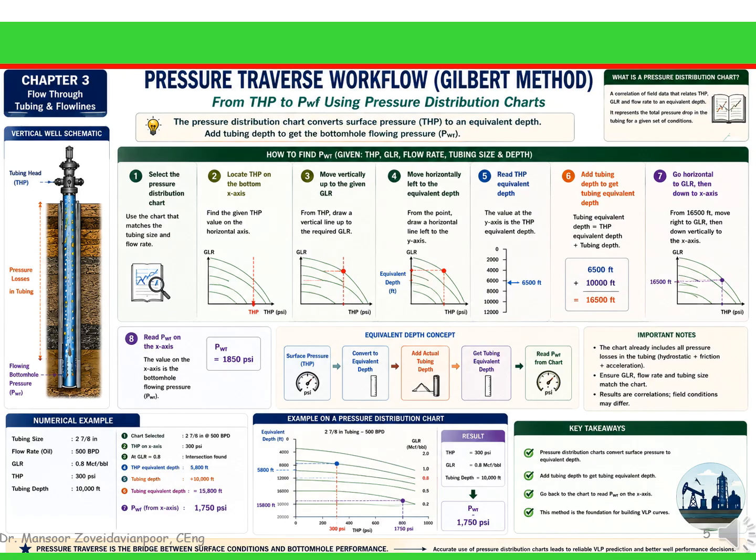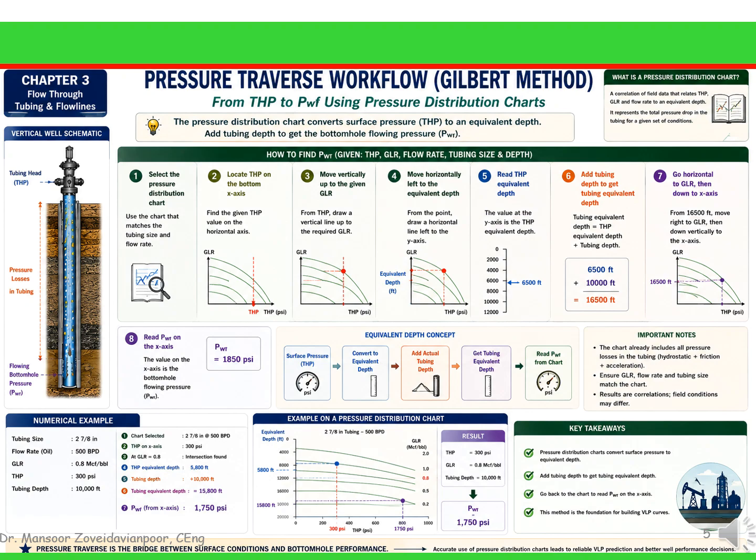Before computers and commercial simulators, production engineers solved this problem using pressure distribution charts developed by Gilbert. These charts transformed thousands of pressure loss calculations into a practical engineering workflow that could be completed in minutes. Although today's software performs the calculations automatically, the underlying logic has not changed.